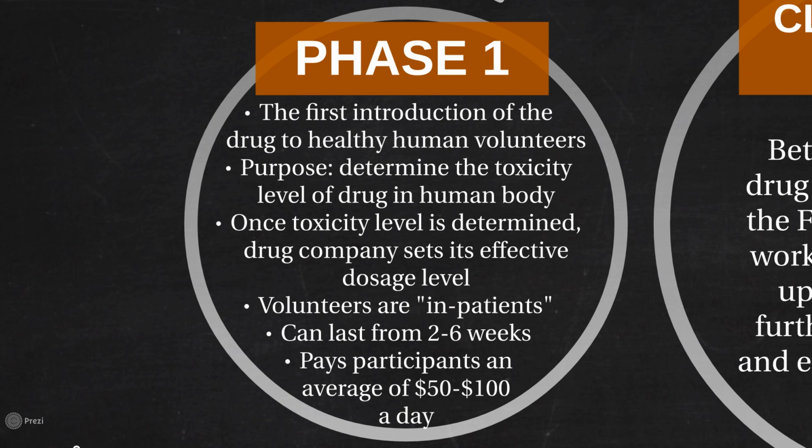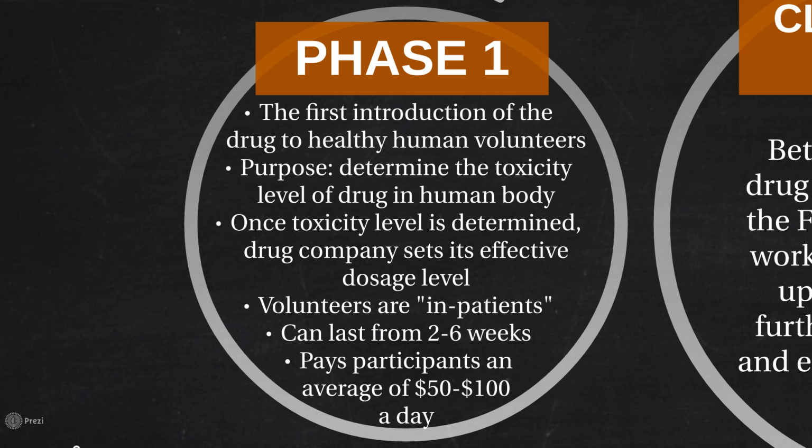Phase 1 is the first introduction of the drug to healthy human volunteers. So with the asthma example, it's being used not on people with asthma, but on healthy volunteers. The only purpose is to determine the toxicity level of the drug in the human body. Once they establish a safe dosage level, they basically increase the dosage until they start seeing side effects, and then they down titrate.